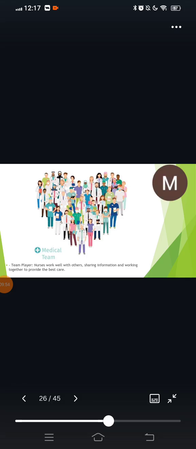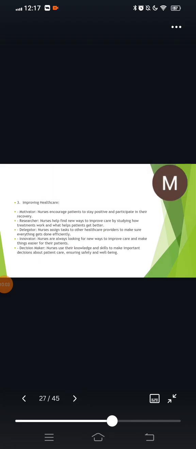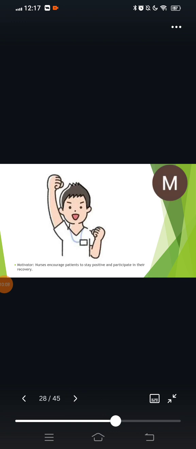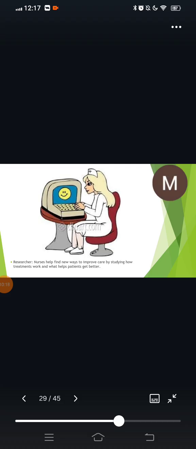Team player. Nurses work well with others, sharing information and working together to provide the best care. Improving healthcare. Motivator. Nurses encourage patients to stay positive and participate in their recovery. Researcher. Nurses help find new ways to improve care by studying how treatments work and what helps patients get better.